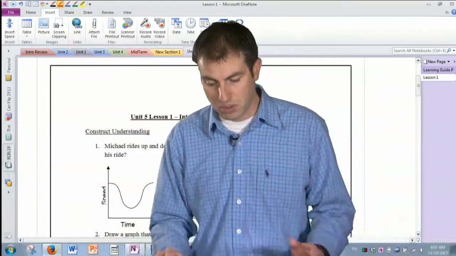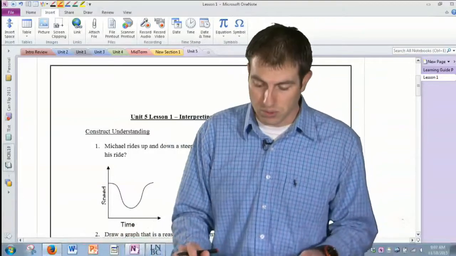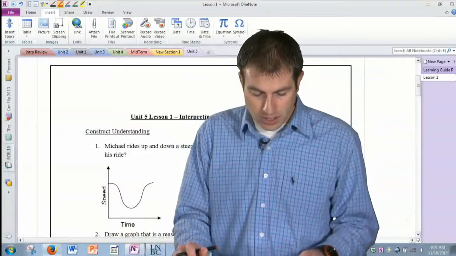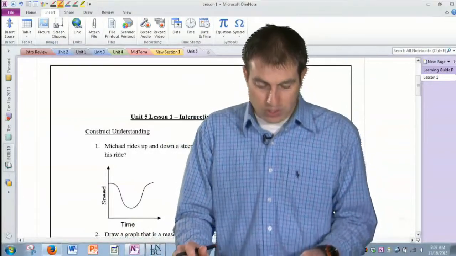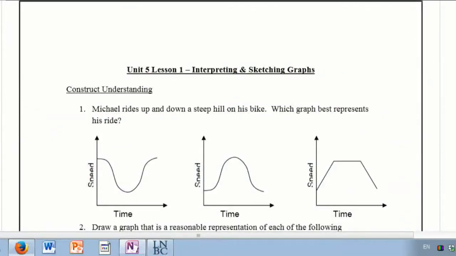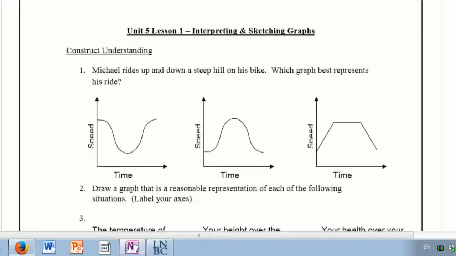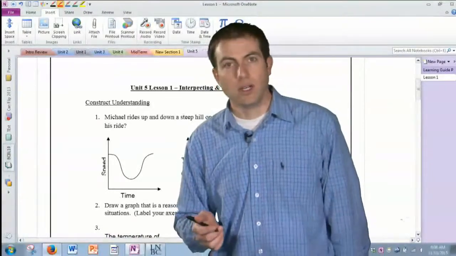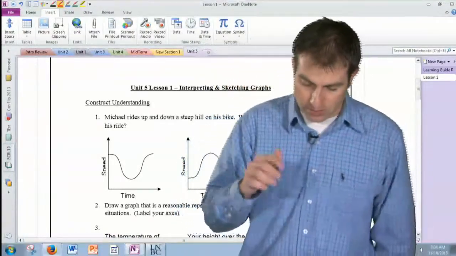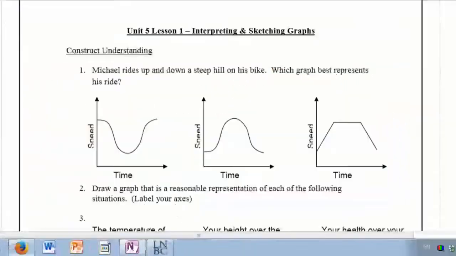Yeah, some of you will probably find this stuff fairly straightforward, which is really good. The first thing here is constructing your understanding. So we're going to look at a few graphs, and we're going to try to figure out what is going on in the graphs. Anytime you're given a graph or a chart, you need to look at the axes of your graph, so the vertical and the horizontal. So we need to make sure we know what the graph is saying.